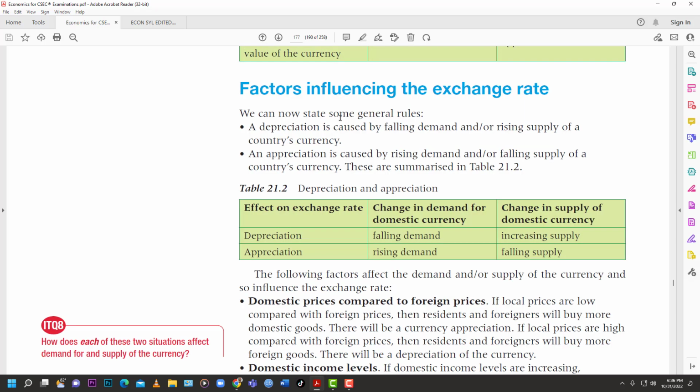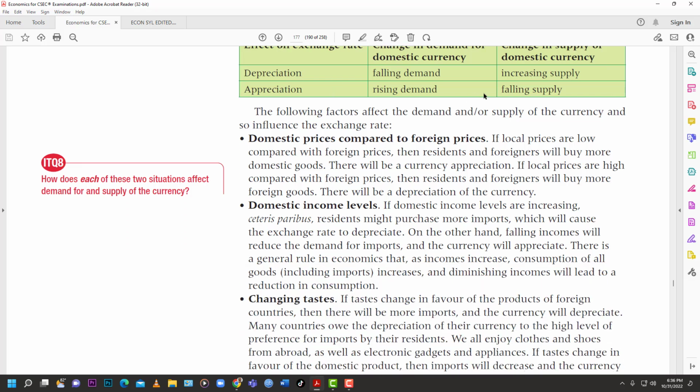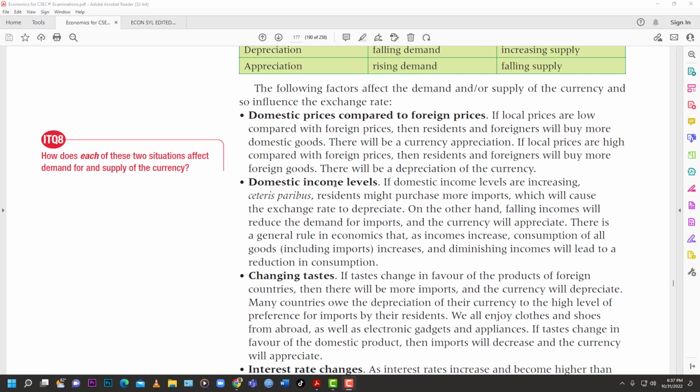Okay, so we now state the general rules. A depreciation is caused by falling demand or rising supply of a country's currency, and appreciation is caused by rising demand or falling supply of a country's currency. And they are summarized in the table below. The following factors affect the demand and supply of currency and so influence the exchange rate. Again, domestic prices compared to foreign prices. So let's dig into this now.